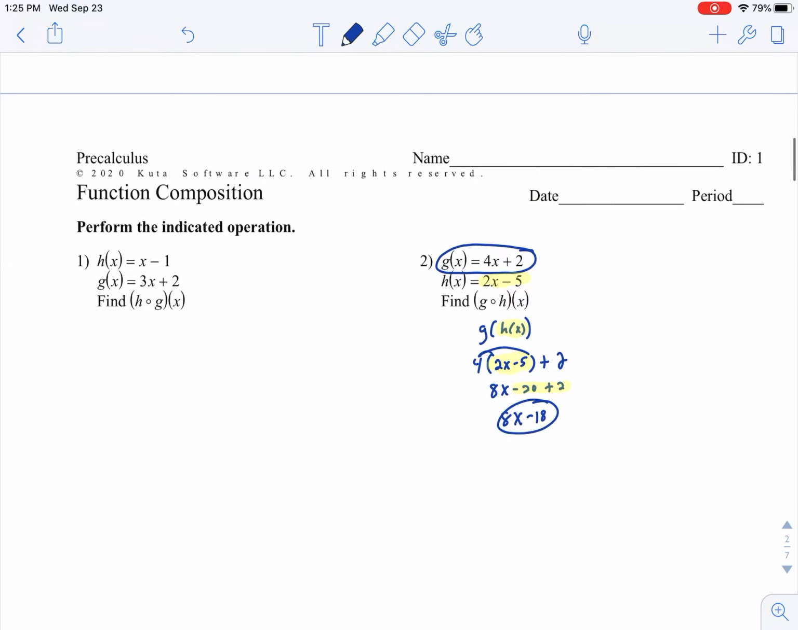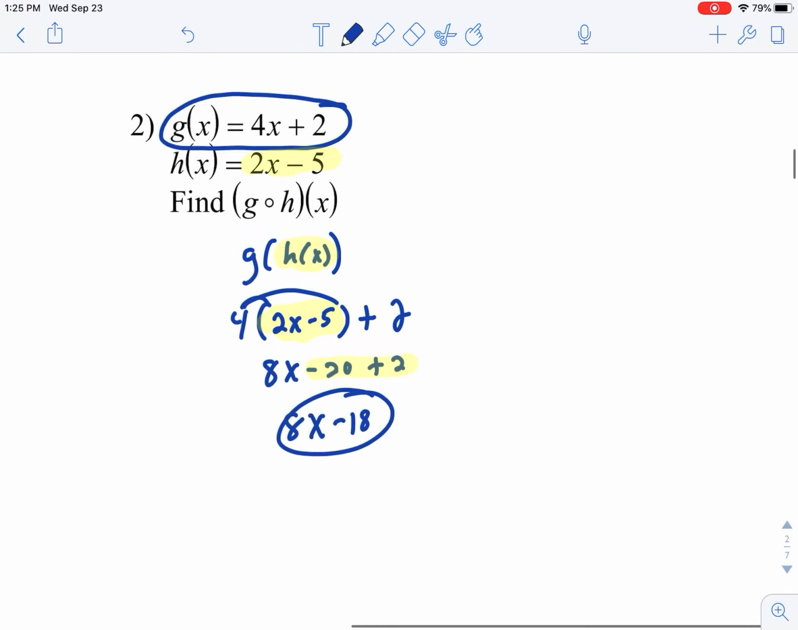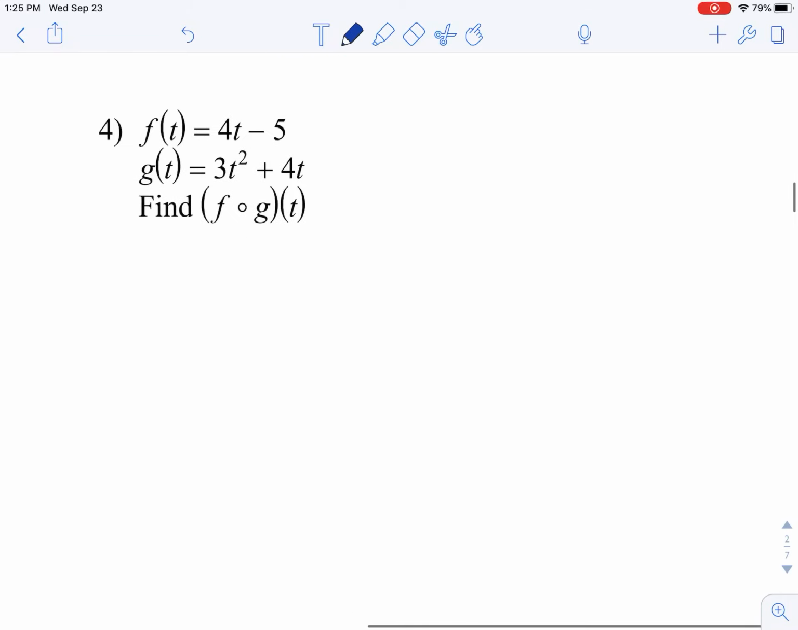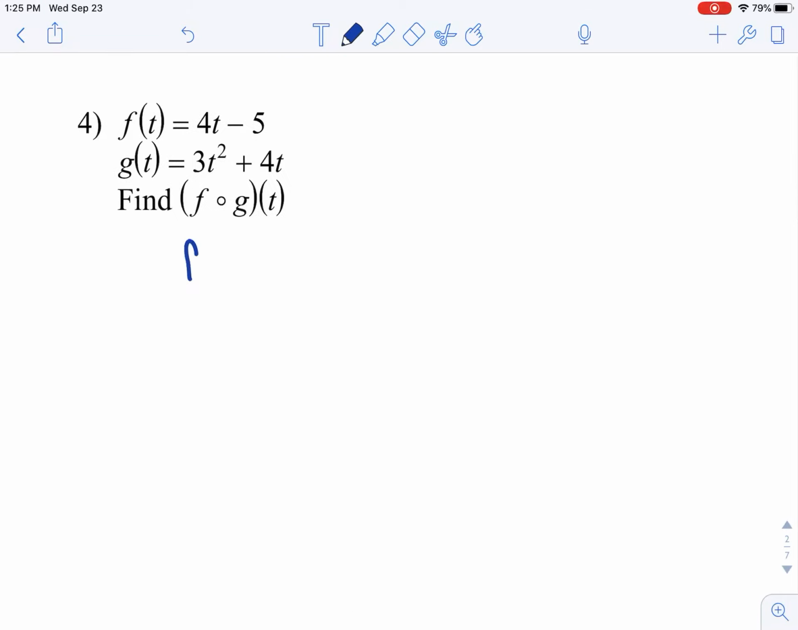Now, if you didn't follow that, go back and watch it again. Watch it a couple of times, see if that makes sense. The second function right here got plugged into the first function right there. If you're good, we'll go on to number 4. f of g of x. That means f of g of t. So we're going to plug the second function into the first function. We're going to plug this whole thing in right there.